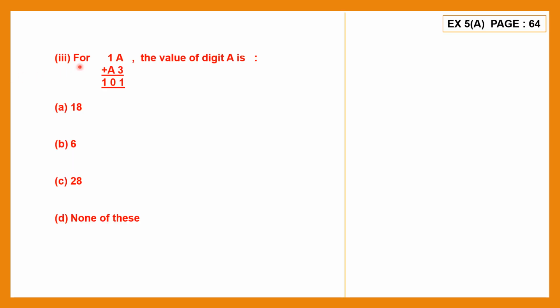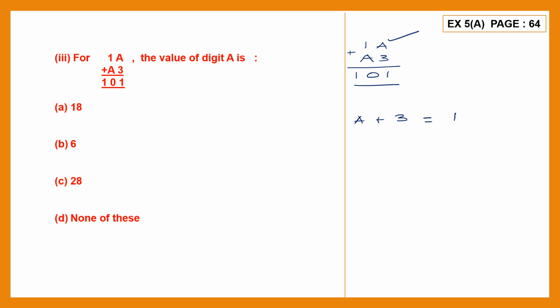Question 3. For 1A plus A3, the answer is 101. What is the value of digit A? We have to find the value of digit A. Okay, now remember, for the first part, let me write this down here. 1A plus A3, the answer should be 101. Now let me look at this A. Now A plus 3 should give me an answer that's ending in 1. That's ending in 1, isn't it?